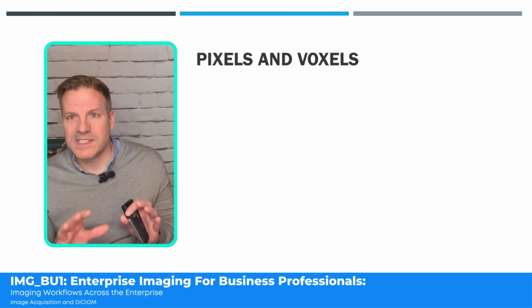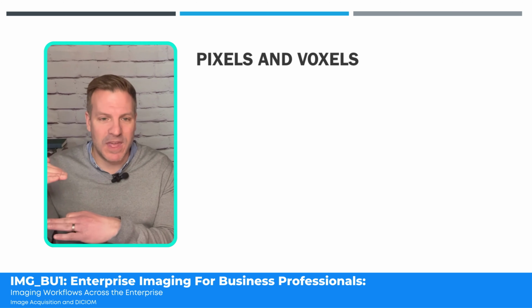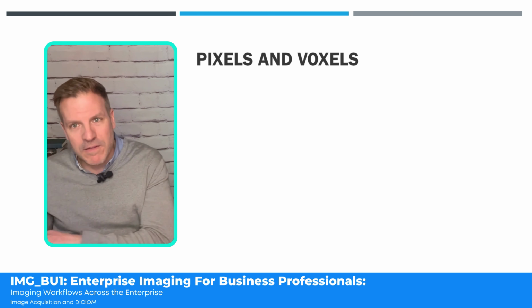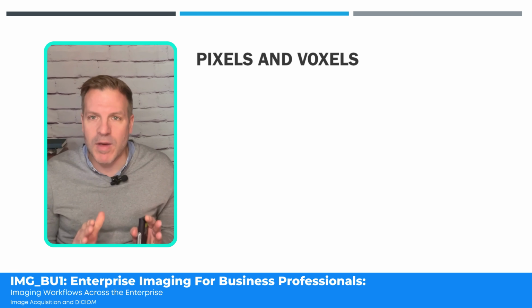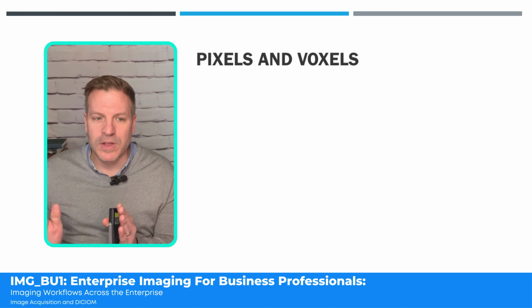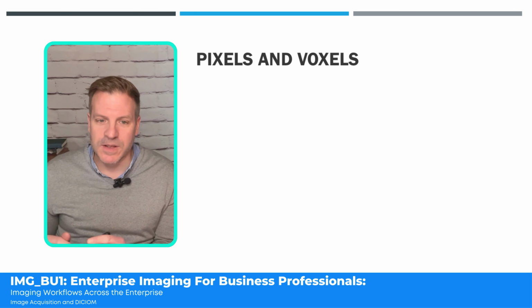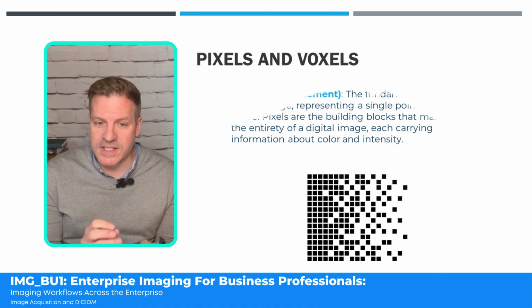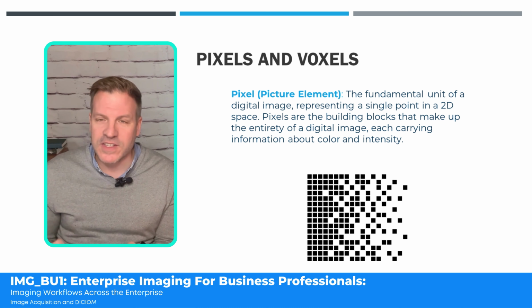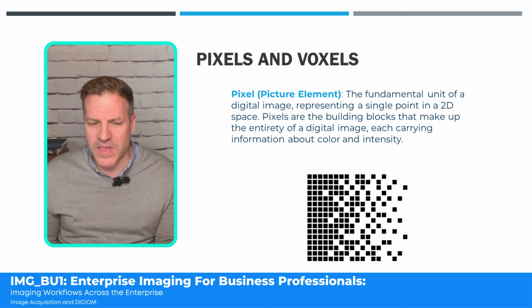Now, this gives us a sense of how the metadata is being compiled. Now, if we pivot a little on the DICOM side and we think about the image itself, it's important for us to reacquaint ourselves with a couple terms here. So, pixels and voxels. The pixel is the fundamental unit of a digital space that represents a single point in a 2D space. So we're probably very familiar with this.